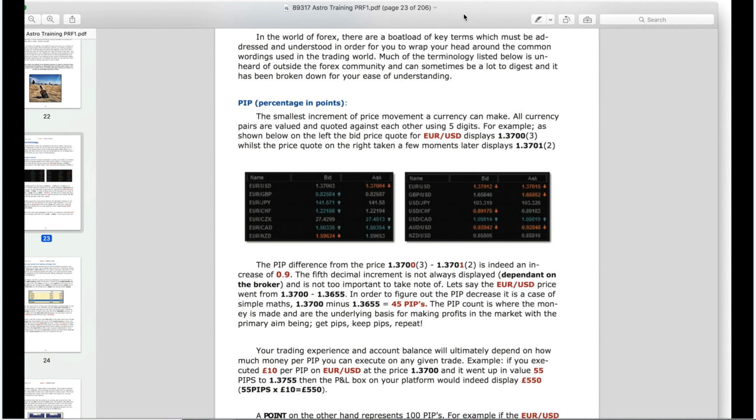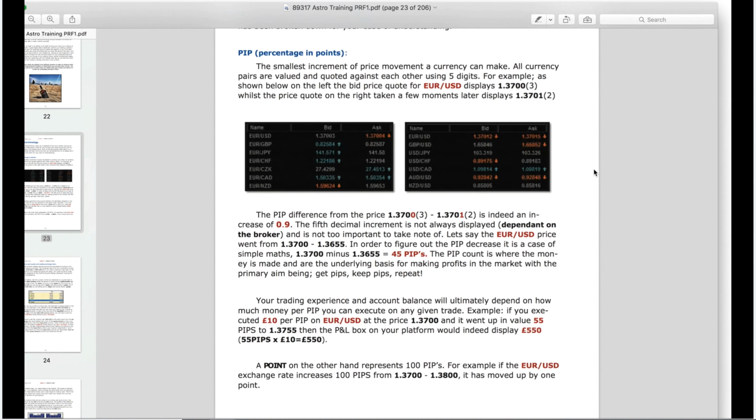Pips. I'm on page 23 in the Asher Effects book. Now, pip stands for percentage in points. There's a few examples in here. These were sourced from NetDania, which is an online trading platform. As you can see, we have bid and ask. Bid and ask is important, so I'll get into that in a moment, but we can also see that the quotes actually go to 5 decimal places. So we have 1.37003, 1.37004.